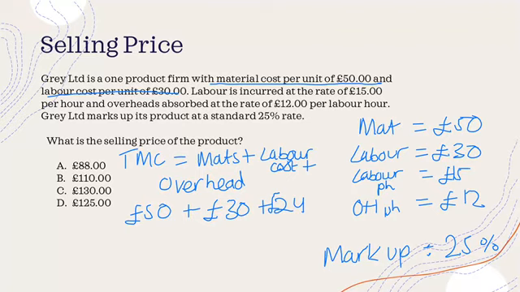Now, you might be wondering, it says overheads per hour is £12. So we know that if labour is £30 here, and labour costs £15 per hour, it must take 2 hours to produce the product. Therefore, overheads per hour is £12. So to produce one product, it would take 12 times by 2, which is 24.